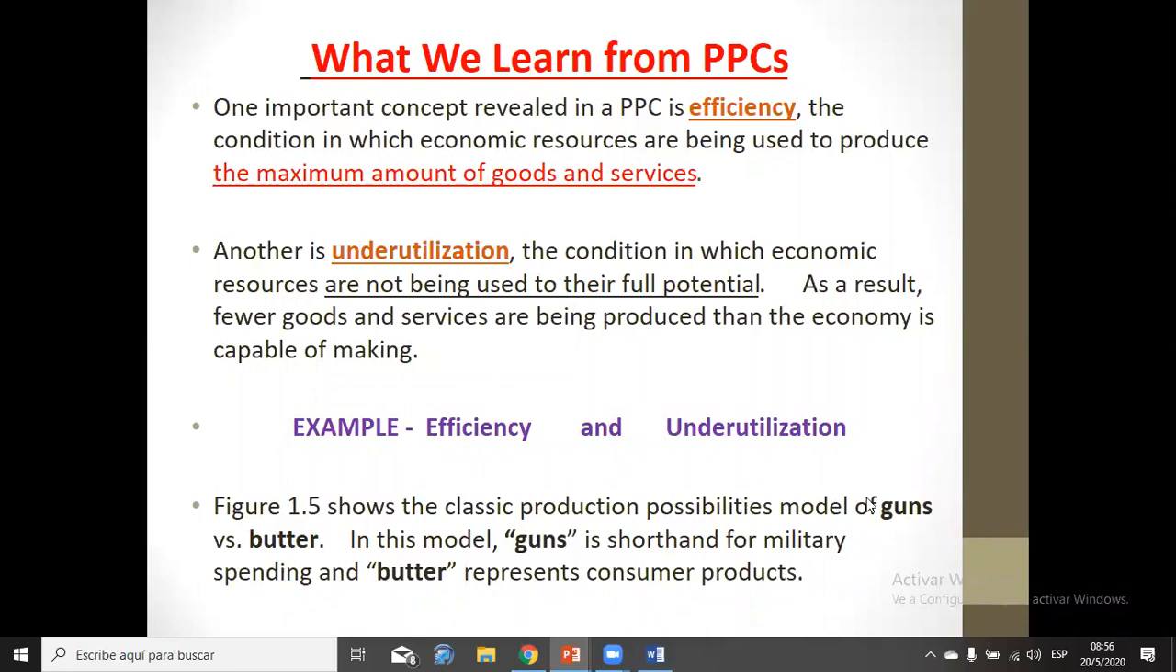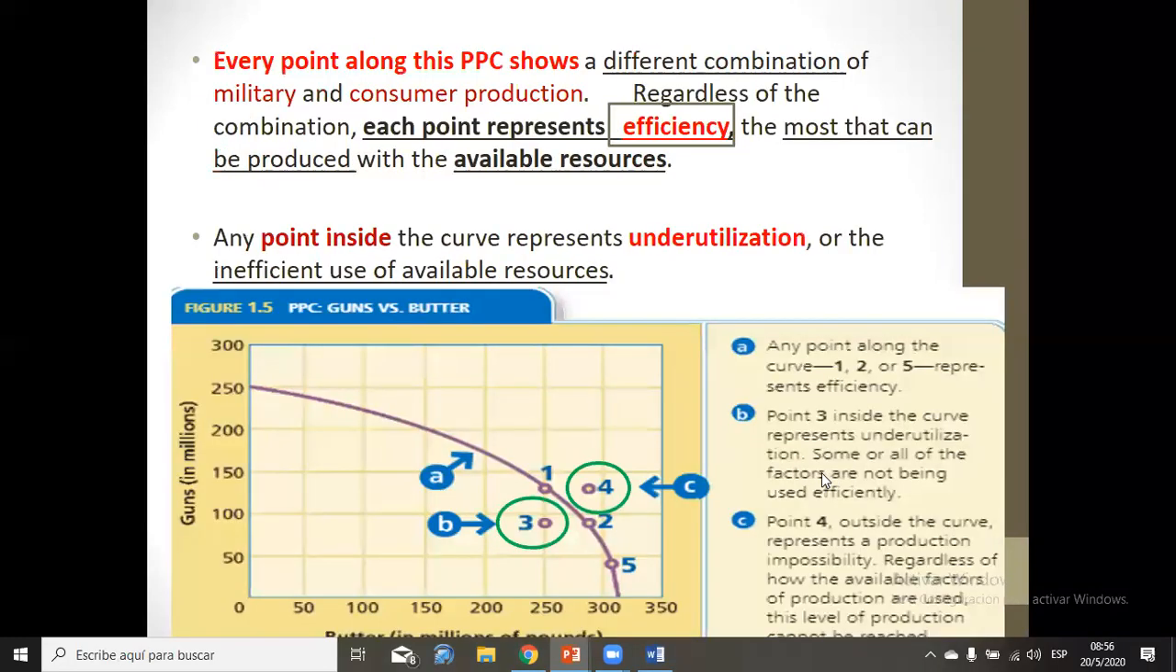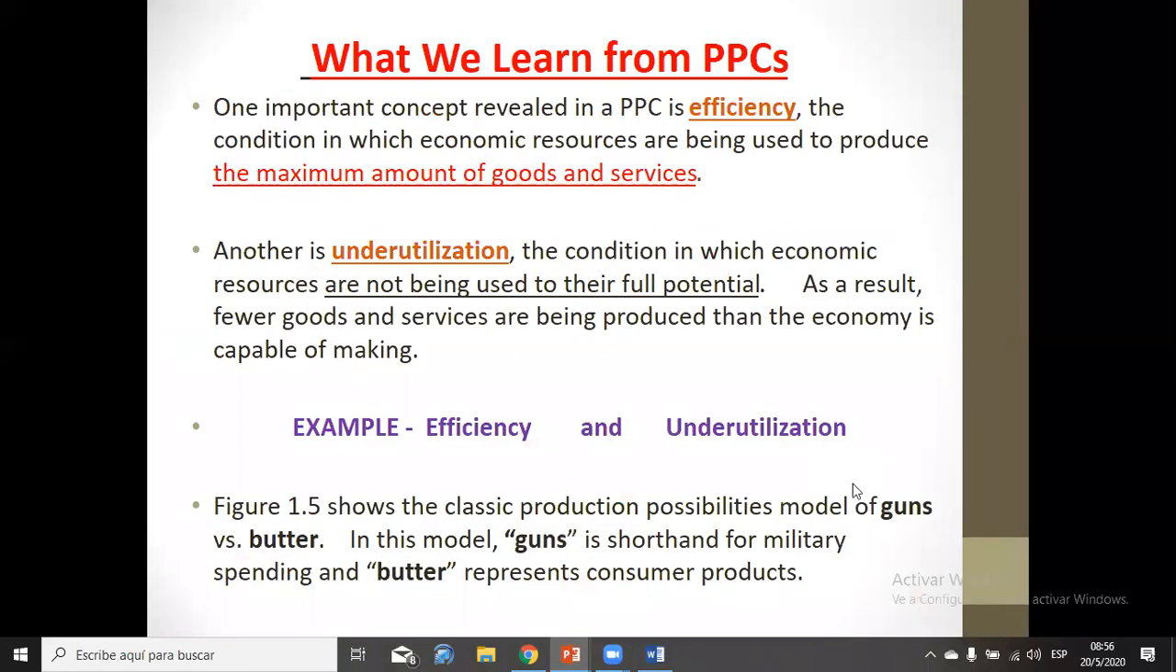Okay, guns. When you hear this expression, guns and butter, it is the conflict, for instance, when the United States, or any country, is discussing the budget. Now, they always want to invest more money in the army, in military spending, okay? So that is the conflict in economics, whether they have to invest in military for defense, or they have to invest in butter, and butter represents consumer production.